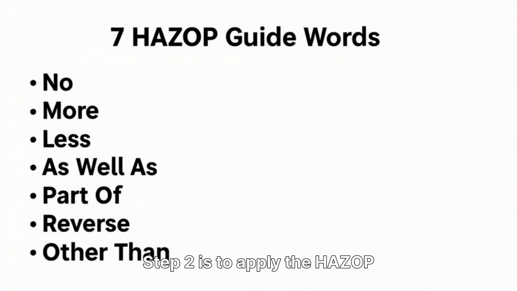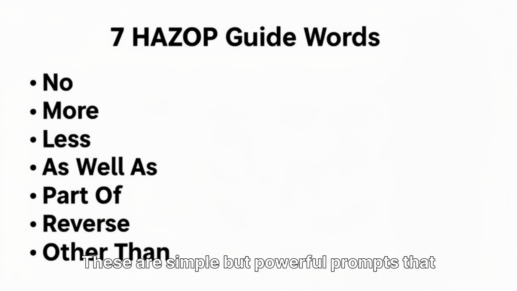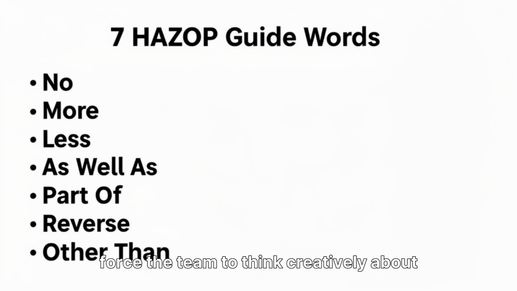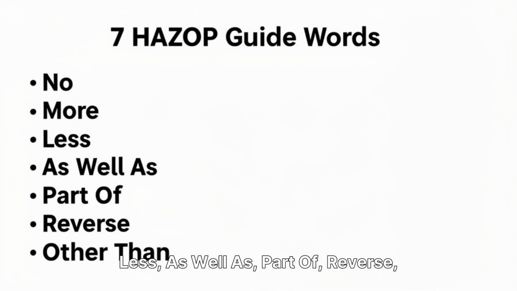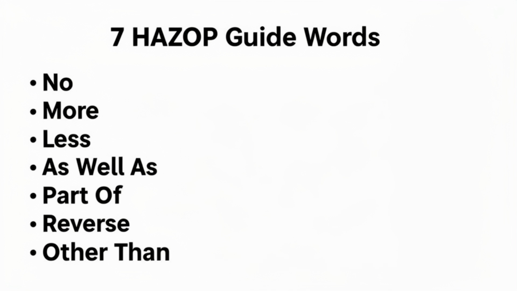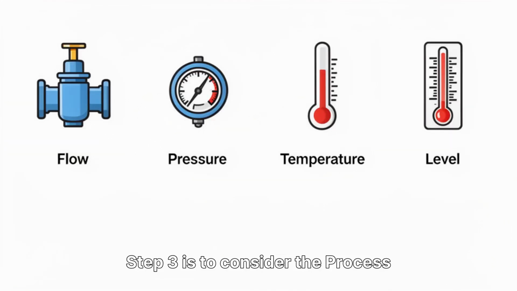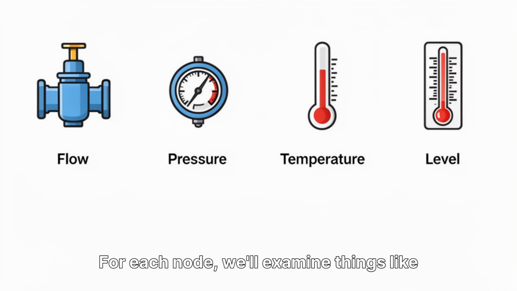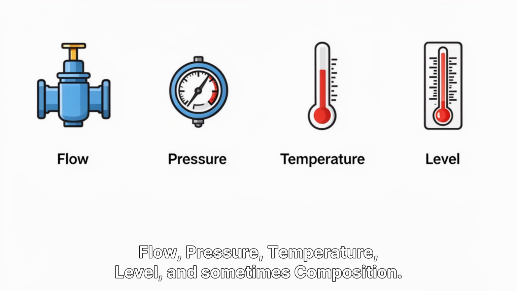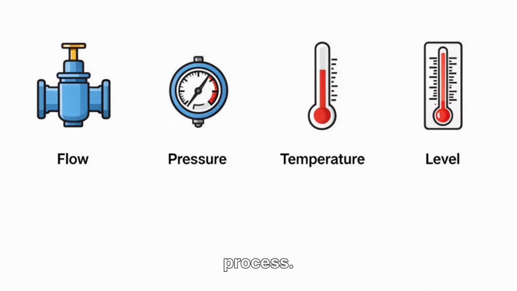Step 2 is to apply the HAZOP guide words. These are simple but powerful prompts that force the team to think creatively about what could go wrong. The most common ones are no, more, less, as well as, part of, reverse, and other than. Step 3 is to consider the process parameters within that node. For each node, we'll examine things like flow, pressure, temperature, level, and sometimes composition. These are the vital signs of your process.